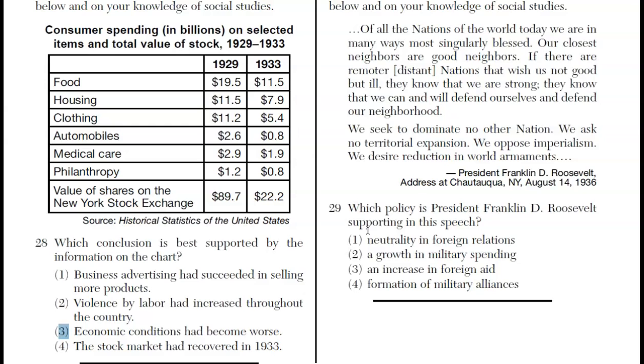So consumer spending. Okay, so how much did Americans spend on food? You go from 19.5 to 11.5. So almost 20 to 12. Not quite a cut of half. So it's a little more than half. Housing, 11.5 billion to 7.9. So almost 12 to almost 8. And remember, this is consumer spending.